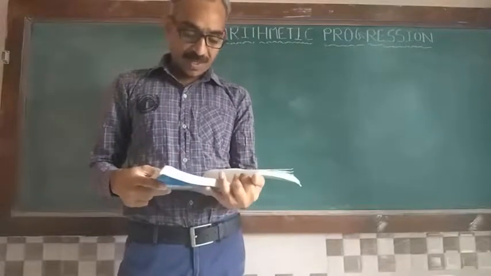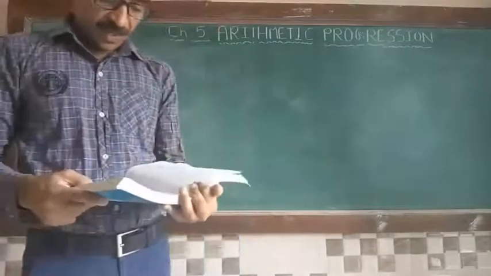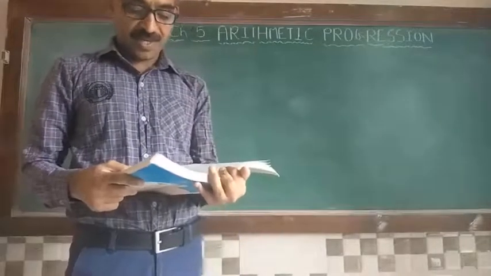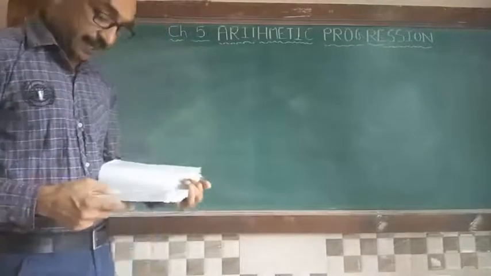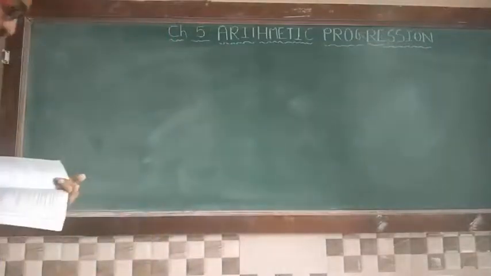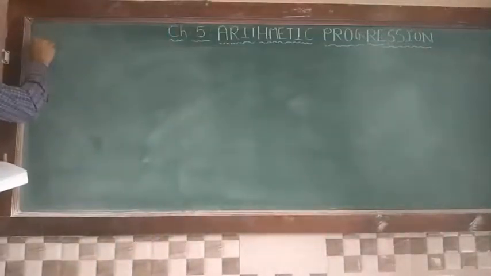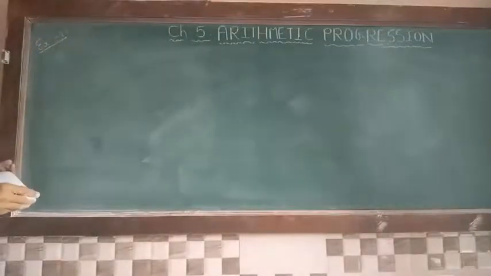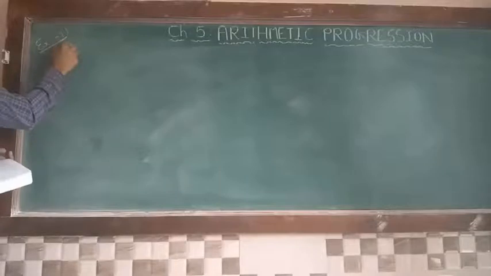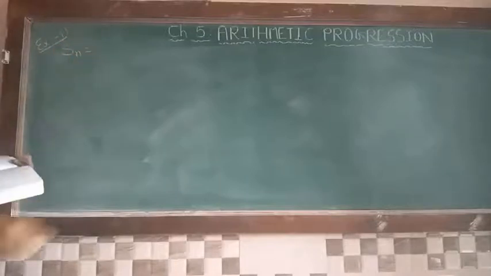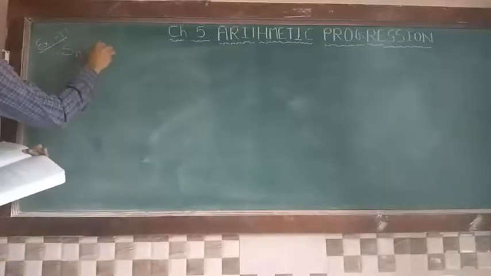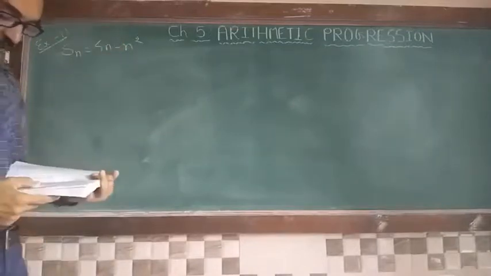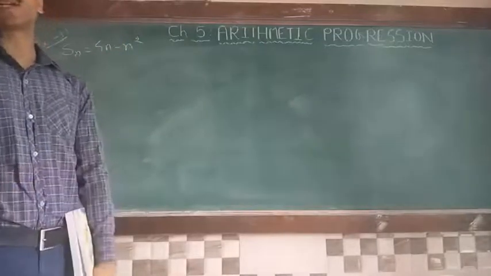Now your example number 11 is that if the sum of the first n terms of an AP is 4n minus n square. Example number 11 is that sum of the first n terms, that is Sn. Sn is given to you 4n minus n square. What is the first term? You have to first find the first term.